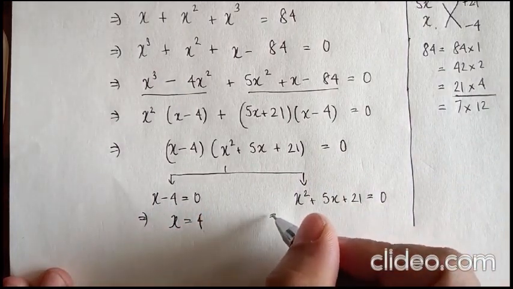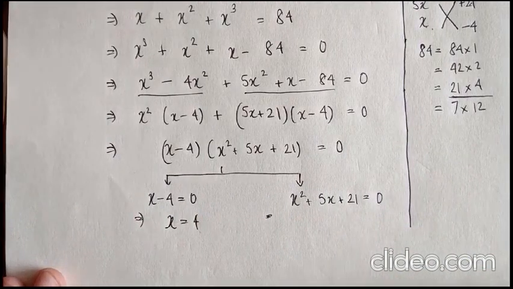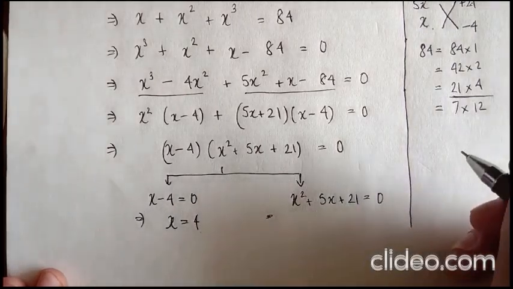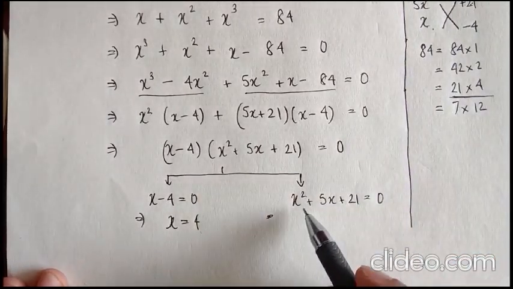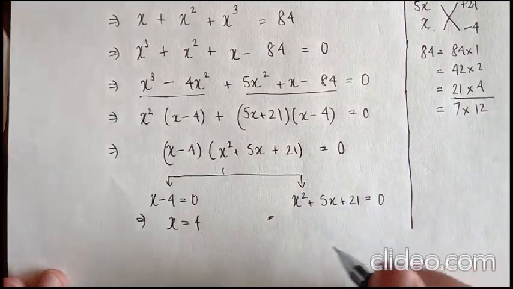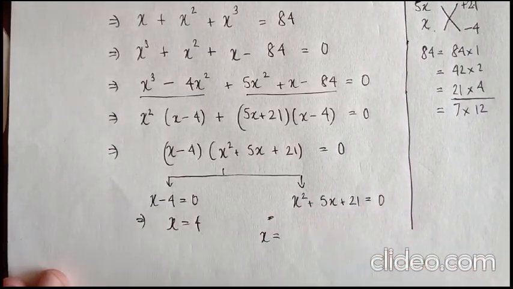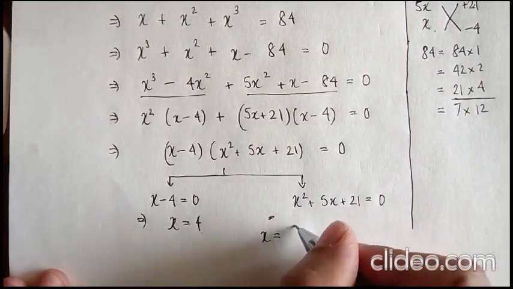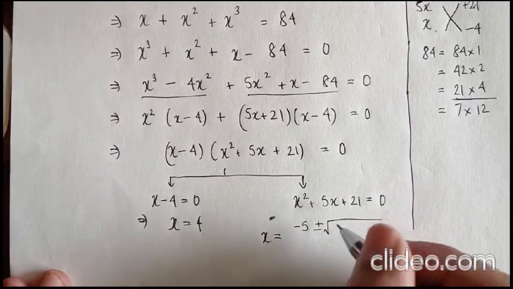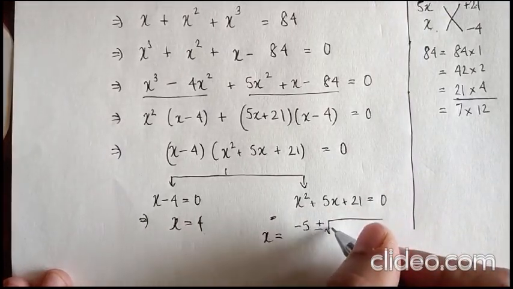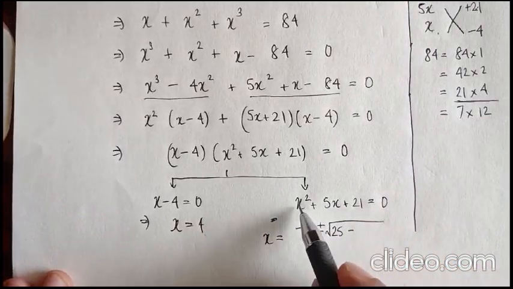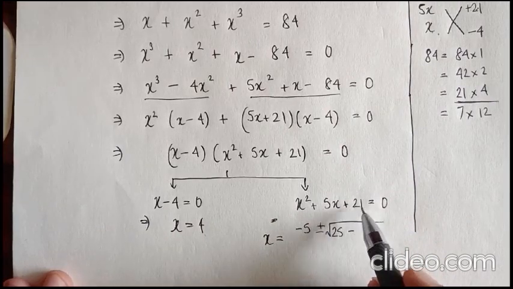Now the second one is a bit more difficult because this cannot be factorized further. Now what will be the values of x here? So we have to solve it using the quadratic equation solver. Okay, so x is equal to, as you know, minus b plus minus the square root of b squared. So b squared is 5 squared, 25 minus 4ac. So 4 into 1 into 21.